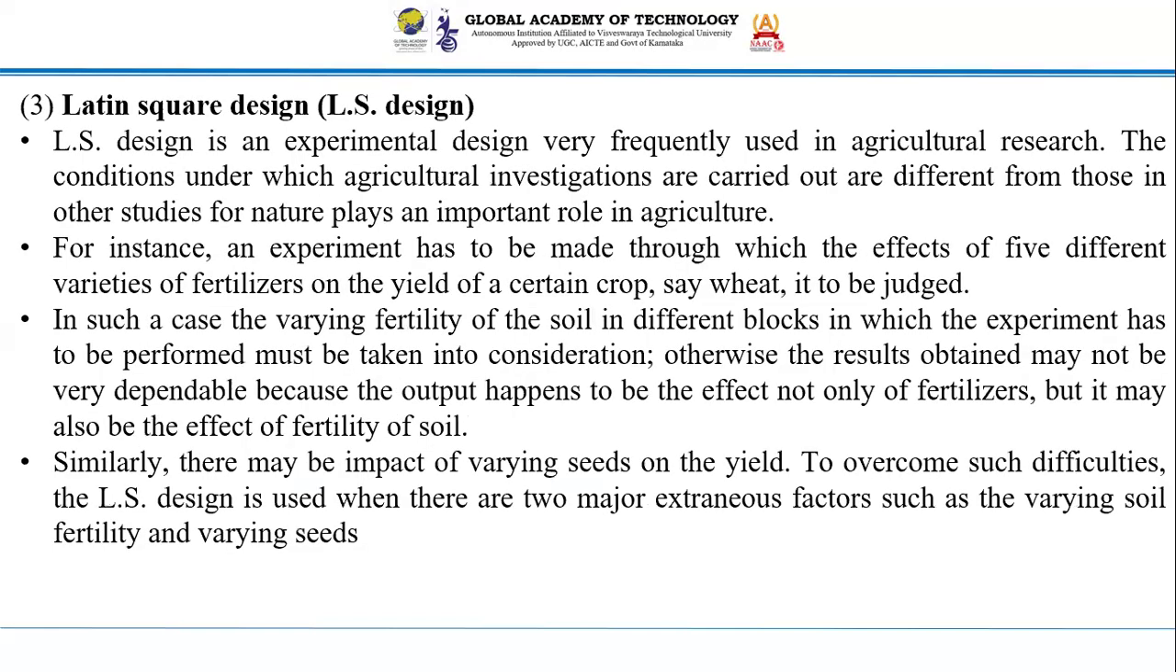And the third one is the Latin square design. It is an experimental design very frequently used in agricultural research. The conditions under which agricultural investigations are carried out are different from those in other studies, for nature plays an important role in agriculture. For instance, an experiment has to be made through which the effects of 5 different varieties of fertilizers on the yield of certain crops, say wheat, are to be judged. That we can call a Latin square design.